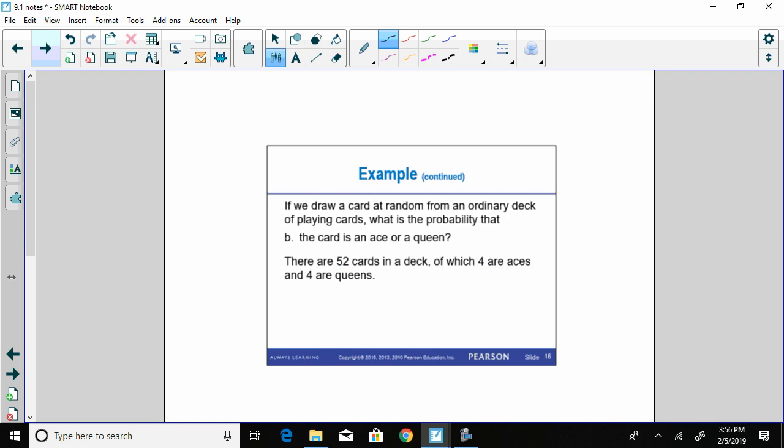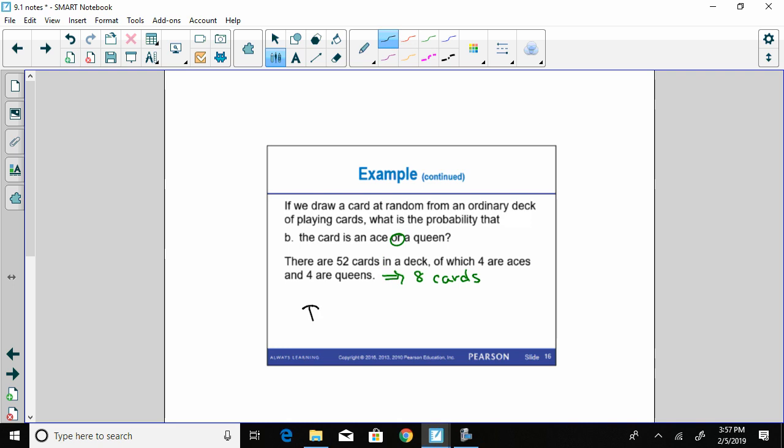If we draw a card at random from an ordinary deck of playing cards, what's the probability that the card is an ace or a queen? Okay? Or means it can be one or the other. It doesn't have to be both. I have 4 aces and I have 4 queens for a total of 8 cards. Now I'm going to have a possibility of drawing out 8 cards.